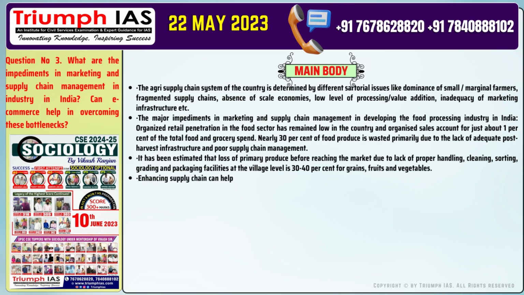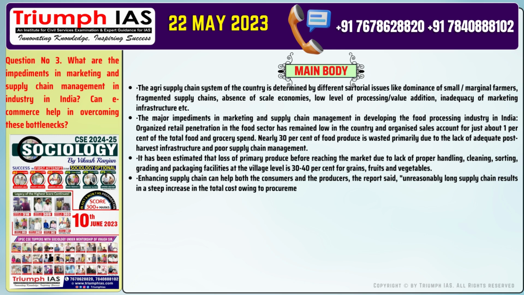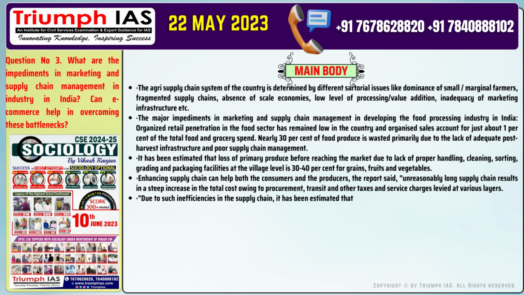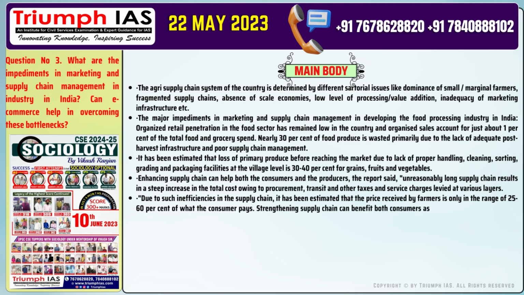4. Enhancing supply chain can help both the consumers and the producers, the report said. Unreasonably long supply chain results in a steep increase in the total cost owing to procurement, transit and other taxes and service charges levied at various layers. 5. Due to such inefficiencies in the supply chain, it has been estimated that the price received by farmers is only in the range of 25 to 60% of what the consumer pays. Strengthening supply chain can benefit both consumers as well as farmers by 20 to 25%.